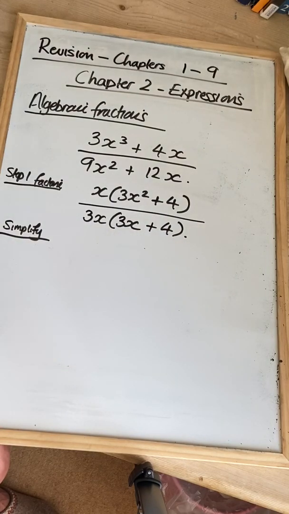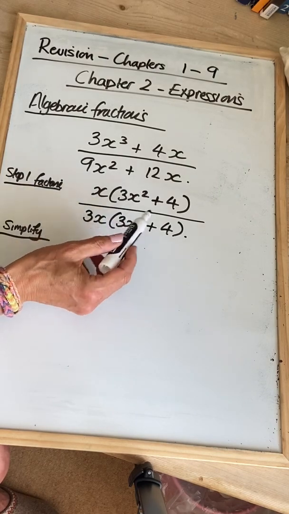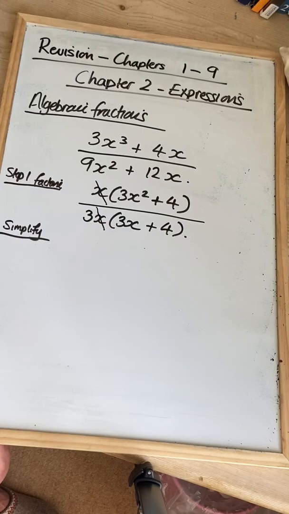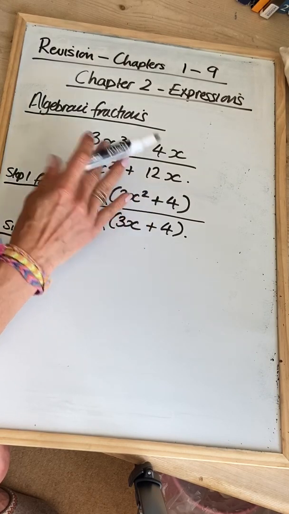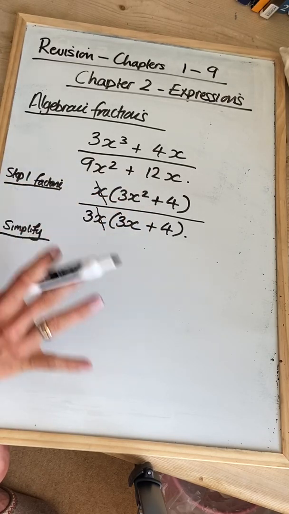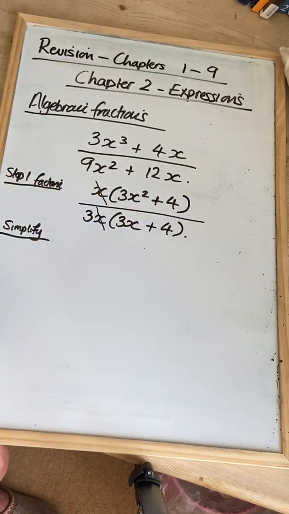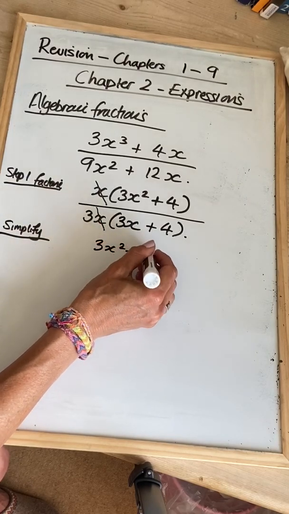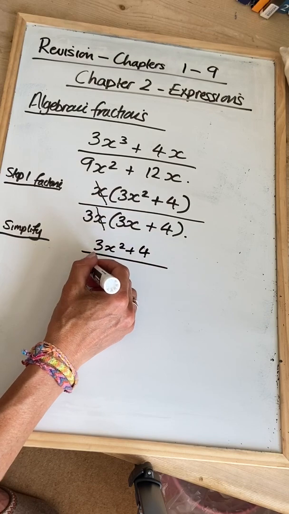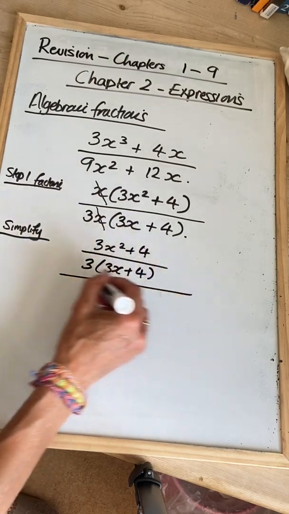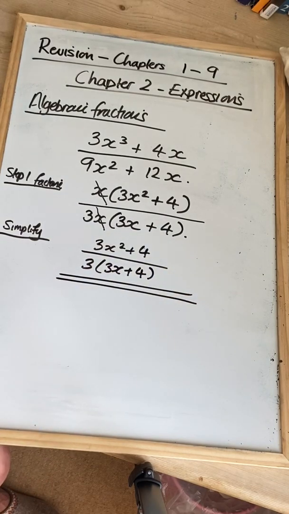The only thing that will cancel on the top and the bottom here, so things that are multiplied together, is the x and the x. That is not the same as that, so they cannot cancel each other. The 4s on their own cannot cancel each other. It's only things that are multiplied together. So you're going to be left with 3x squared plus 4 on the top and 3 brackets 3x plus 4 on the bottom. And that is as far as you can go with that simplification.